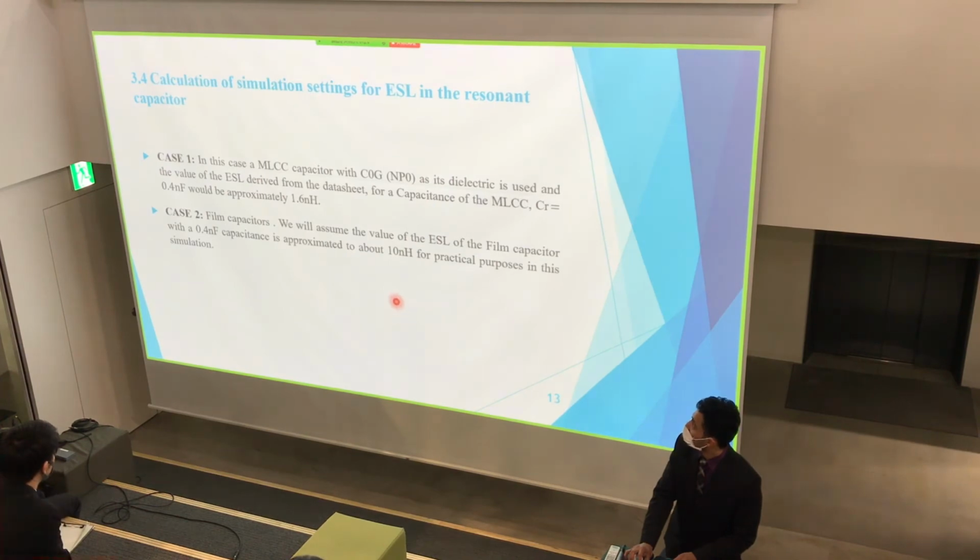Now for the ESL values from the data sheet, I calculate the value of an MLCC capacitor to be 1.6 nanohenry, and for a film capacitor I'm taking the value to be approximately 10 nanohenry for a 0.4 nanofarad capacitance.